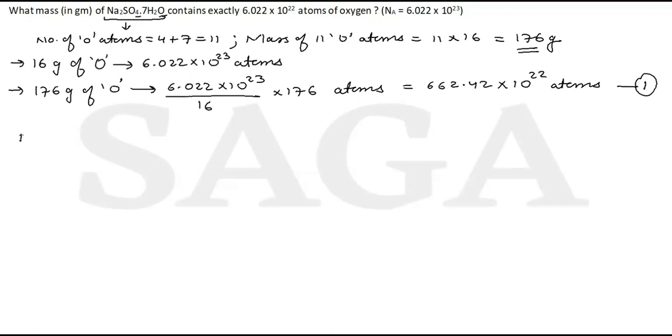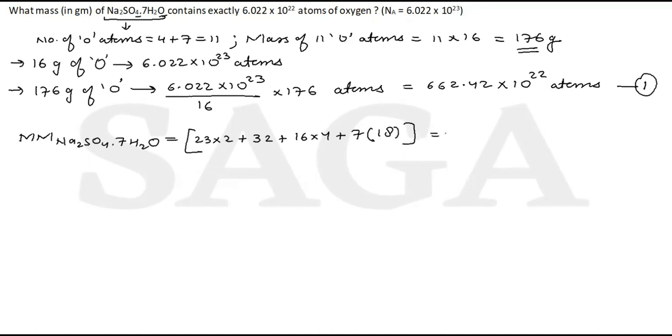Now we will find the molar mass of Na2SO4.7H2O. It will be equal to, for Na2, 23 into 2, plus sulphur 32, for O4, 16 into 4, plus 7 into 18, the mass of water. This will be equal to 268 gram per mole. We consider this as 2.